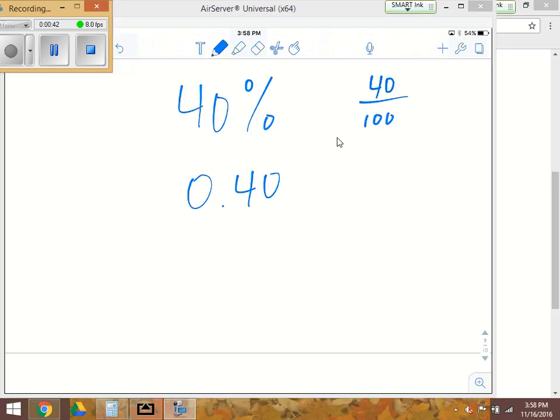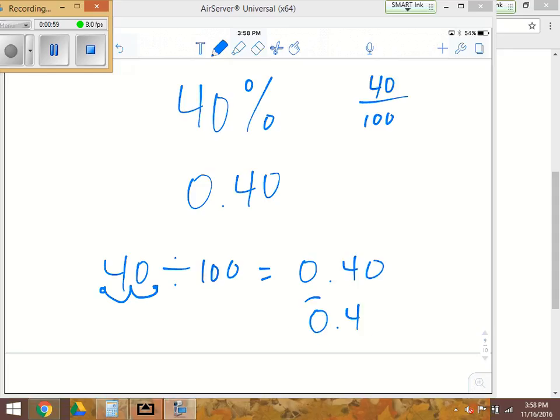So if you take 40 and you divide it by 100, what we're doing is we're moving the decimal, which is right here, we're moving it 2 spots to the left, which equals 0.40, and you could actually just write 0.4. So again, 40% as a decimal is 0.40 or 40 hundredths, or you could even say 4 tenths.